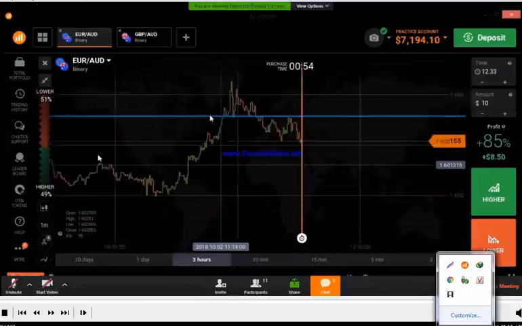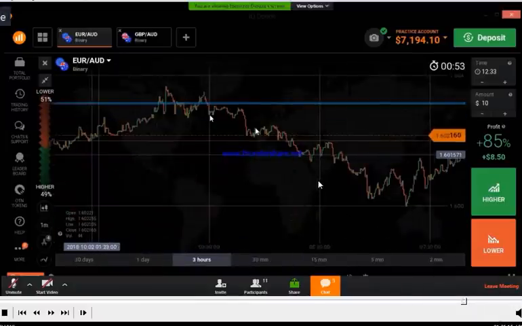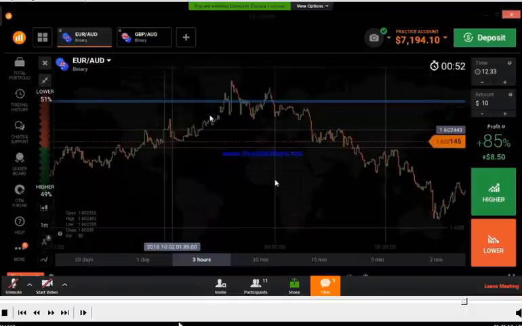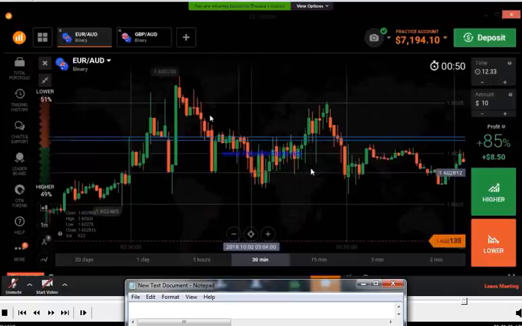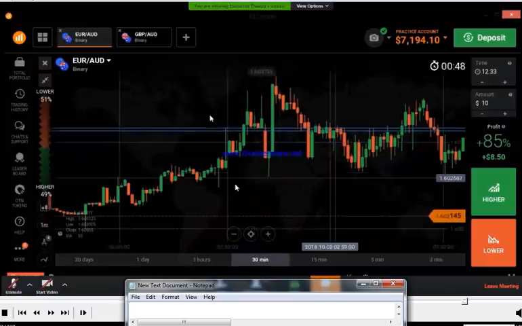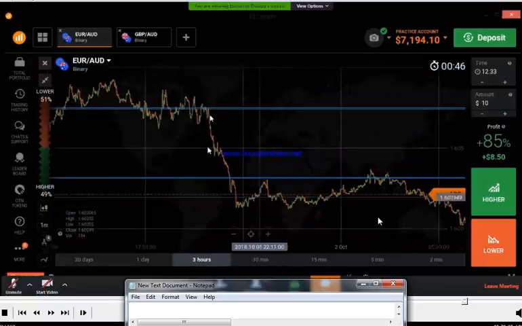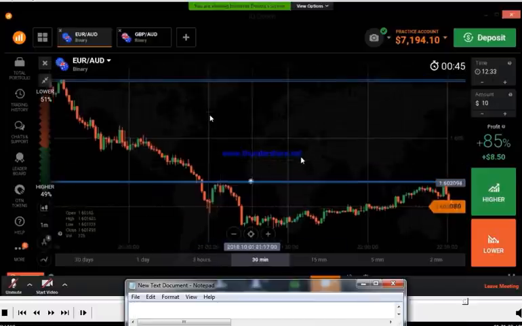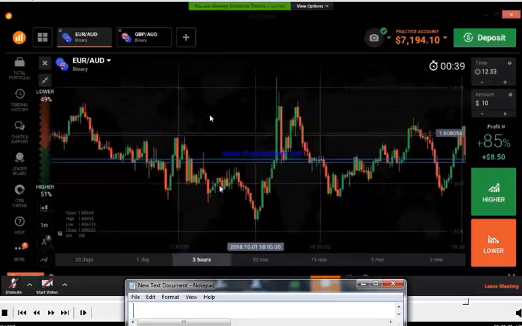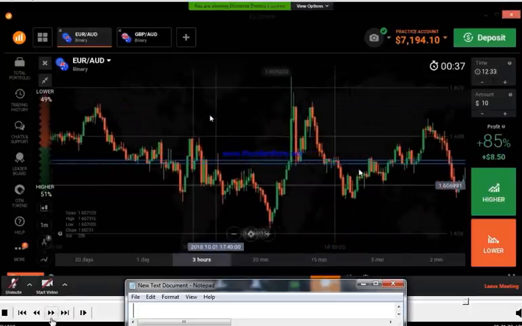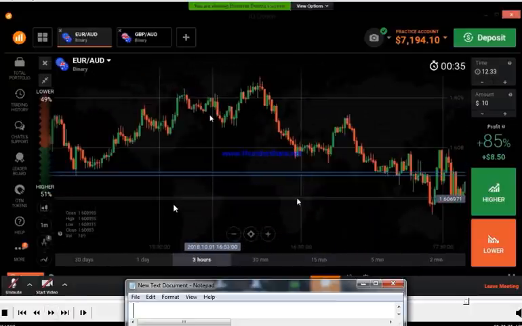I will show you some more examples. Most of the time, it will reverse the market. So this is a spinning top, but far from the level. So most of the time, it will reverse the market.